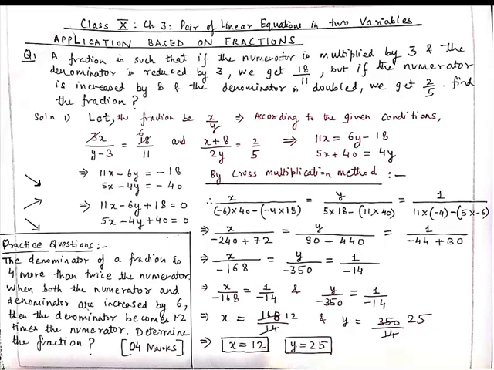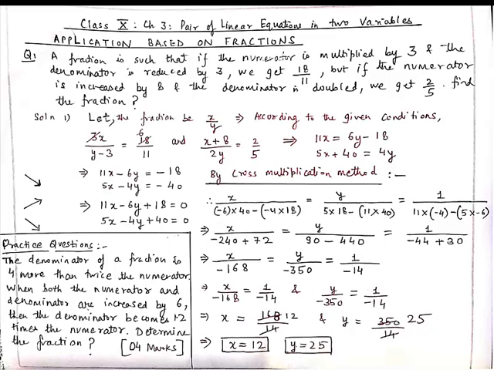Now on solving it, we get x upon minus 6 into 40, minus 240, and minus 4 into 18, minus 72, so minus into minus becomes plus 72. So on solving it, we get x upon minus 168, and this is equal to y upon 18 into 5, 90, minus 11 into 40, 440. So 90 minus 440 is minus 350. So y upon minus 350, and this is equal to 1 upon 11 into minus 4, minus 44, and minus into minus 30, which is plus 30. So minus 44 plus 30 is minus 14.